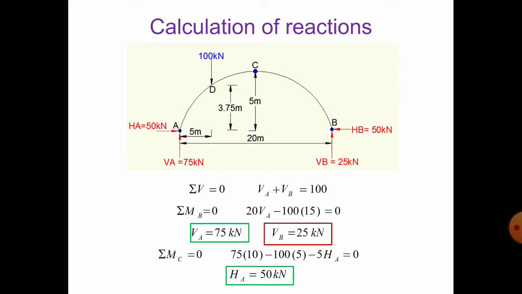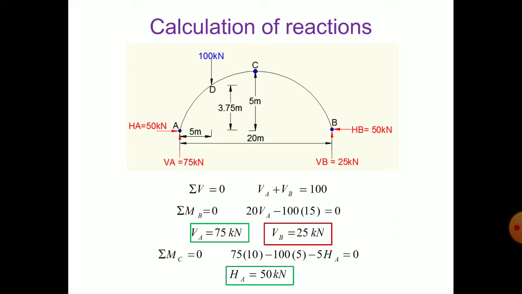While taking moment, first of all we can take the sum of all the vertical forces equal to 0, that is, the reactions at A and B vertically should be equal to 100 kilonewton downwards. Taking moment about B, we have VA into 20 meters minus 100 into 15 meters is equal to 0. From this we can calculate VA, the vertical reaction at A, equal to 75 kilonewton, and similarly taking moment about A, we can find the vertical reaction at B, that is 25 kilonewton.